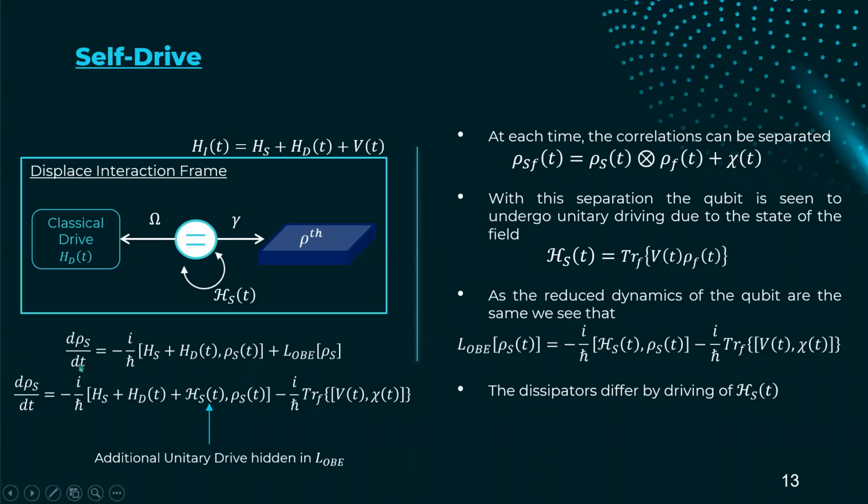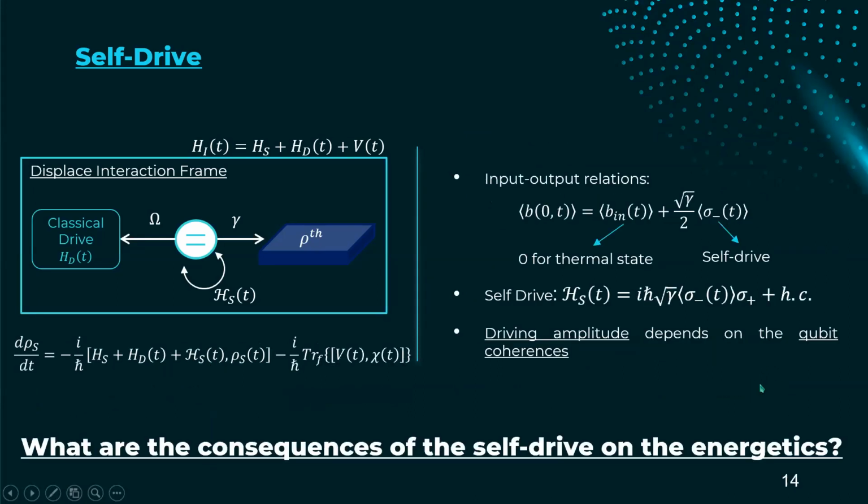And now the thing is, I've shown you that the qubit actually does follow the optical Bloch equations. So these two equations are actually the same, just that I've separated the effect of the correlation in the second equation, right? So the difference comes from the dissipator, which actually can be written as this commutator with this driving term and the correlation part, right? So the sum is the dissipator of the OBE. And yeah, so the dissipators differ by the driving term HS, and I'll show you what HS is now.